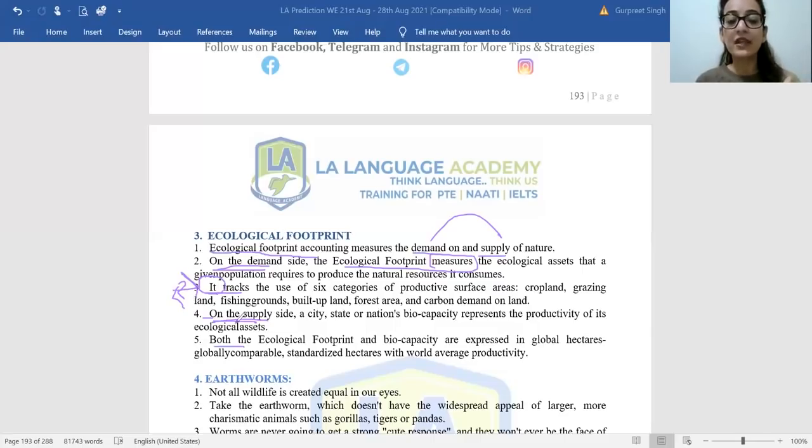For example, if you read this sentence, on the supply side, a city, state, or nation's biocapacity represents the productivity. Here, there is nothing that we can use as "it", because here it says represents, measures, and tracks. Measures and tracks are more suited to say doing some work rather than just representing something. So when we measure, we perform. When we track, we perform. When we represent, it's not related to performing something. So that is something you can apply logic with and put your answers.